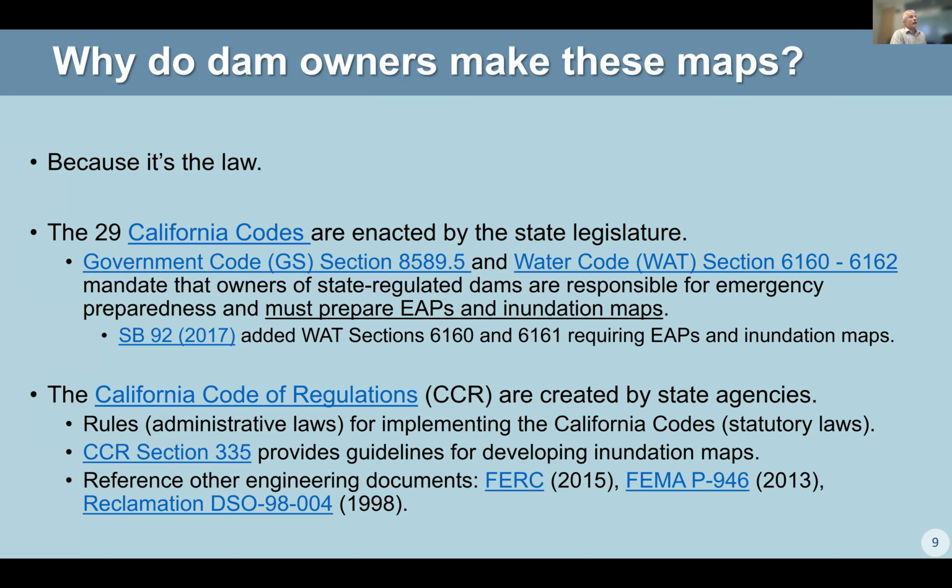Then there's the California Code of Regulations, and these are laws that are developed by state agencies. Basically, they're more specific rules for implementing the California codes. Those guidelines tell you more information about how the maps have to be developed, and they actually reference some other engineering documents, which I've put down below here.